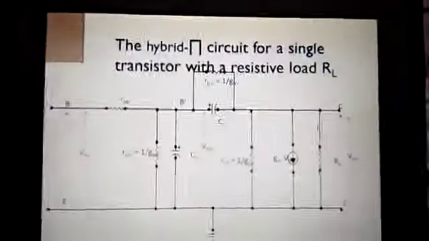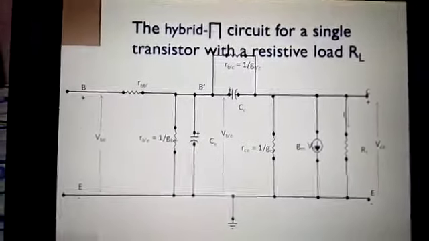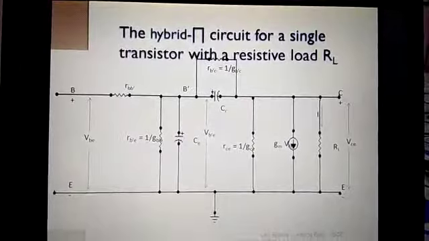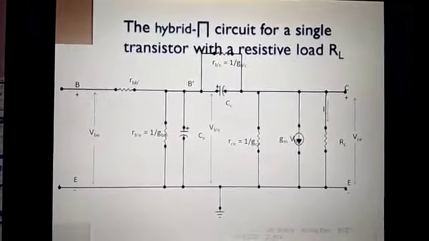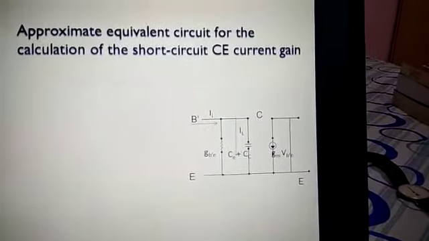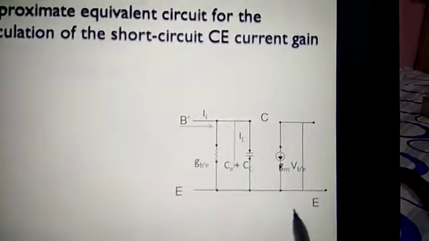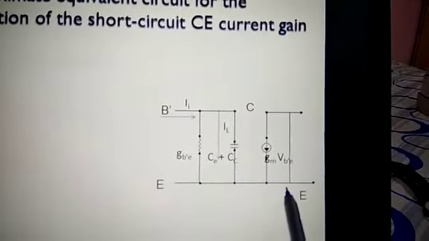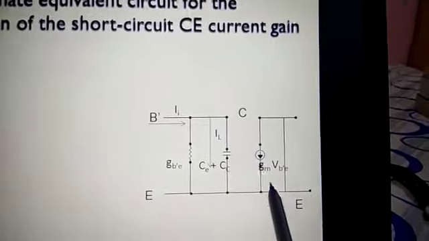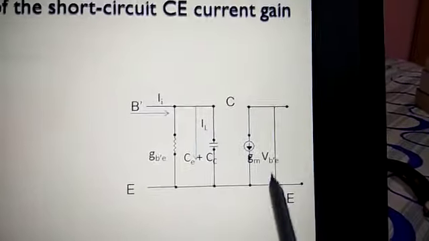You can see here this load is connected; till this circuit we have already seen in the slide in the first video, part 1 of this high frequency parameter. Let us go now to the approximate equivalent circuit for the calculation of the short circuit common emitter current gain. To calculate the common emitter current gain, this is an approximate equivalent circuit for short circuit, in which we will short the output here. Output means the resistance, and gm into VB'E.